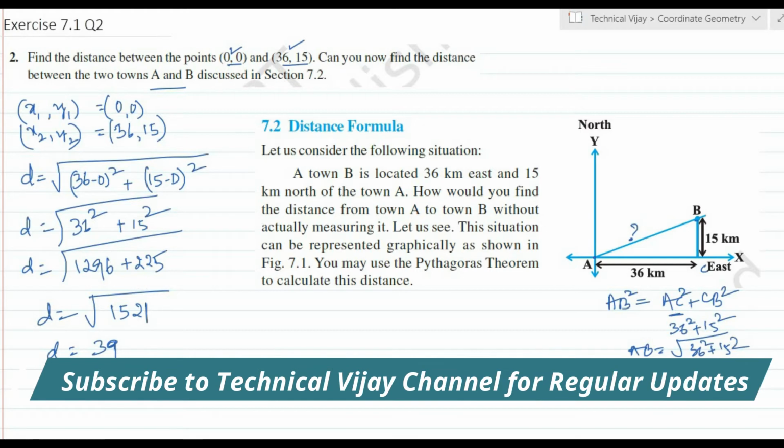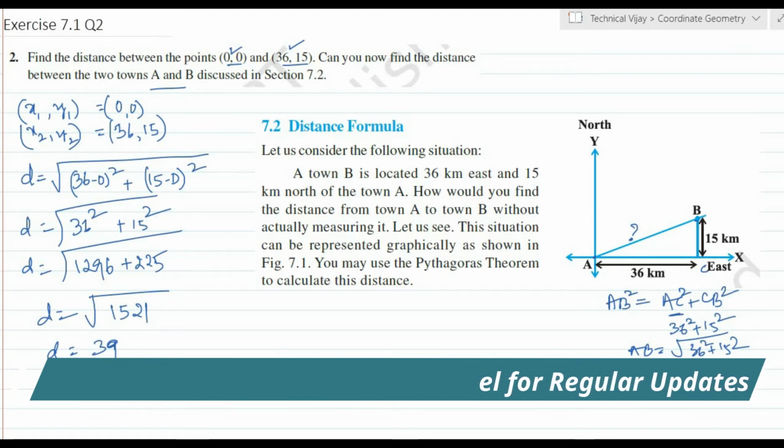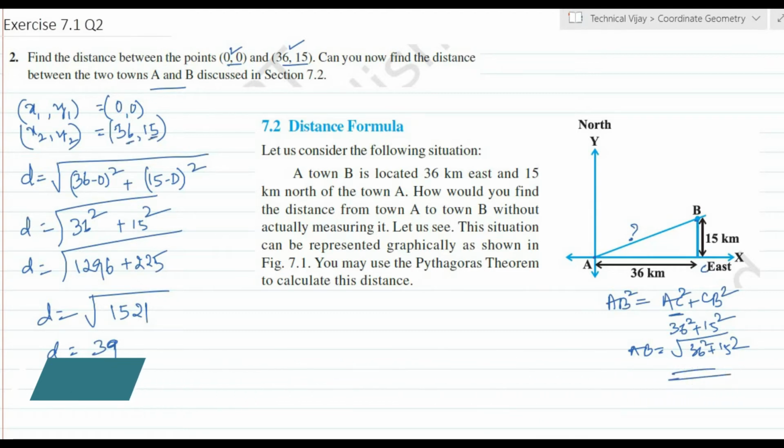So that's what we have done here. See here, 36 square plus 15 square by using the distance formula. Here 36 kilometer means, see here, this is also 36 and 15, x2 y2. This is x2 y2, and this is x1 y1. Here it is 0 0, here it is 36 and 15. So in the same way we have calculated by using this formula. Now we will go for the next one.